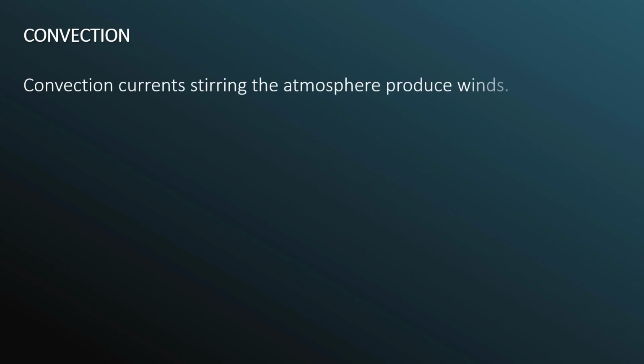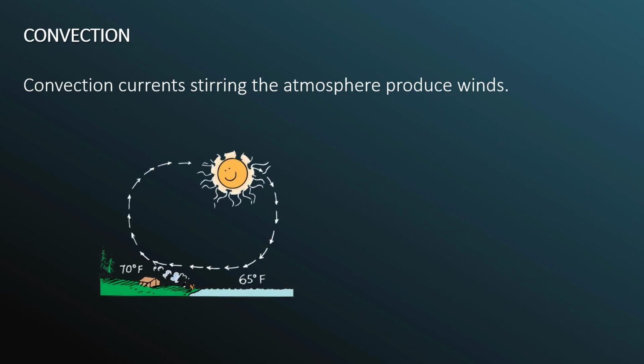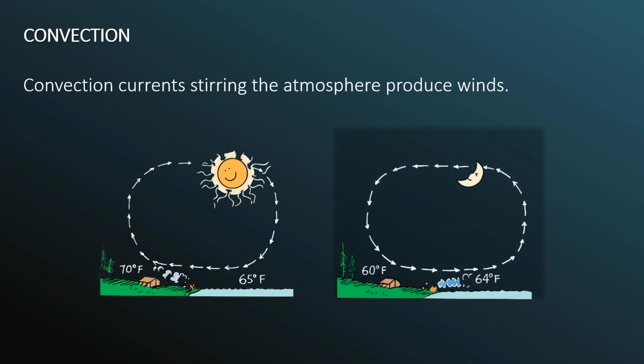Convection currents stirring the atmosphere produce winds. Some parts of Earth's surface, due to having different specific heat capacities, change temperature more readily than others when exposed to the same amount of energy. The uneven temperatures produced across the Earth cause, therefore, the uneven heating of the air near the surface, which produces convection currents. For example, during the day, the land is warmer than the water, and a sea breeze results, directed from the sea onto the land. At night, the land is cooler than the water, so the air flows in the other direction.